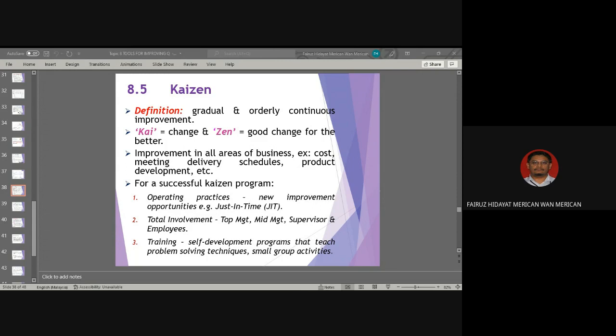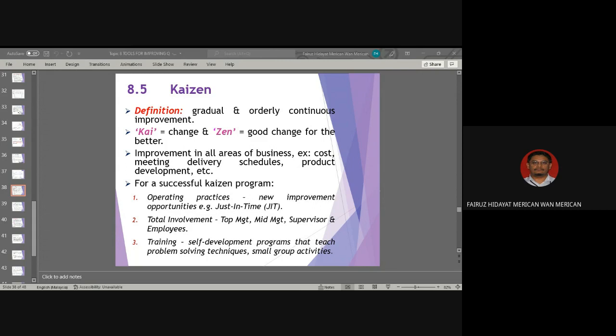All right, so let's go into the remaining two tools for quality control and improvement. So next one is Kaizen. Okay, so the definition of Kaizen, which is a combination of two words: Kai for change and Zen, for the better. So it is a gradual and orderly, continuous improvement.